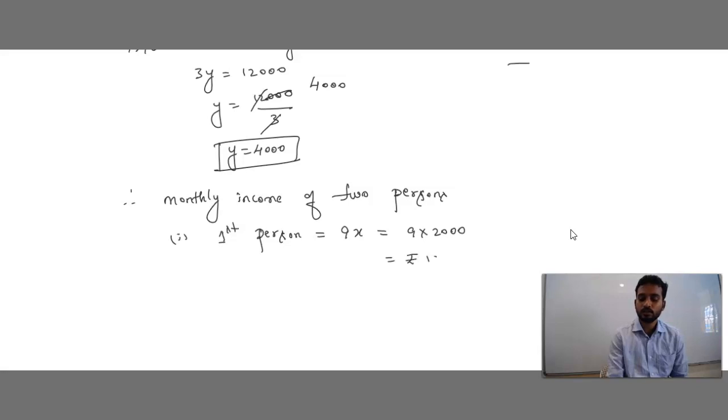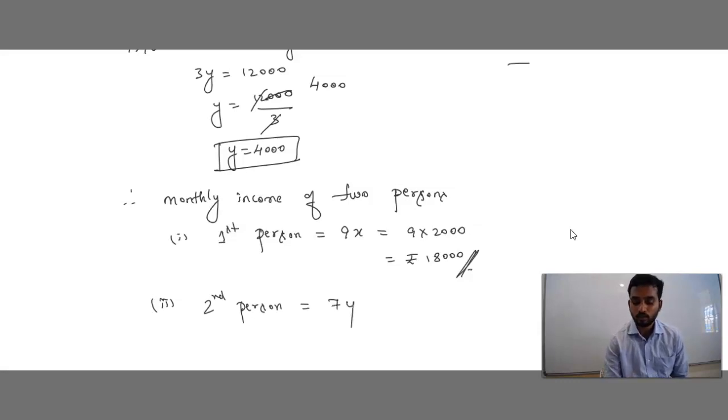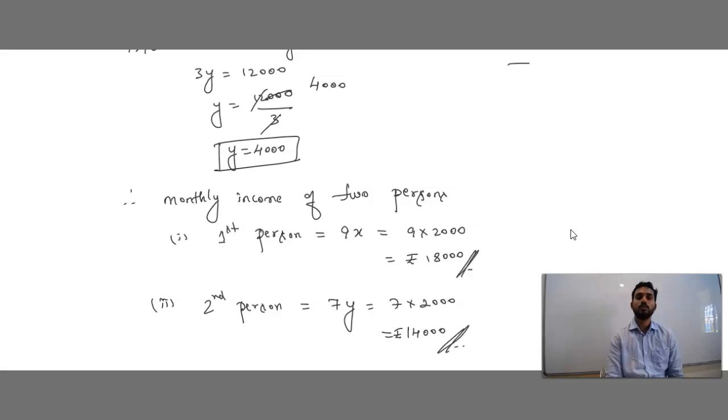That's rupees 18,000. The second person is 7y, which is nothing but 7 into 2000, that's rupees 14,000. So the two people earn 18,000 and 14,000.